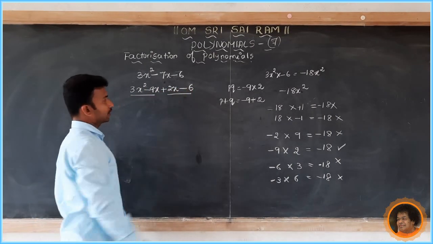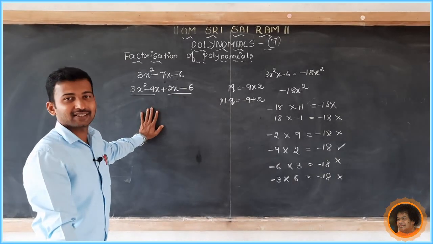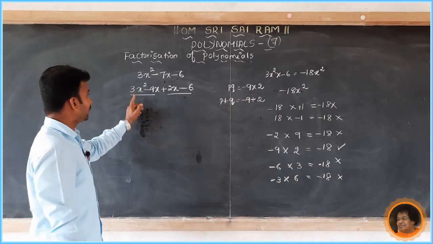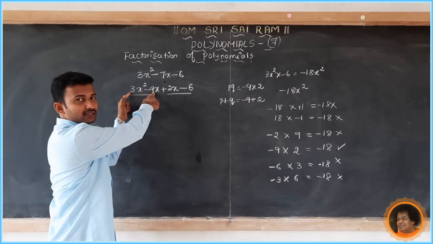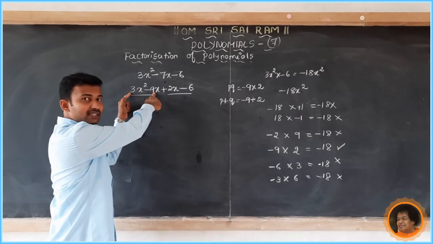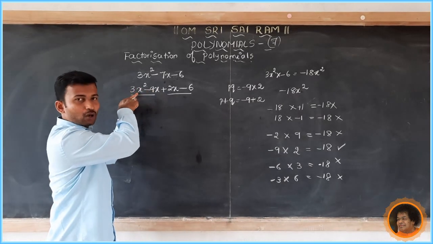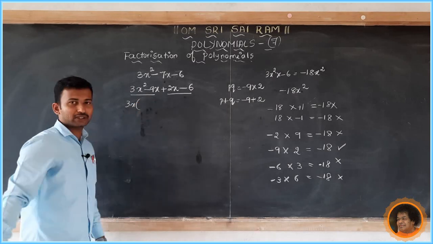Now, grouping first two terms, next two terms. What next? Yes, find the common factor. What is the common factor? 3 and 9 are the constants. 3 is the common. x square, x common. Now, 3x is the common factor in both.